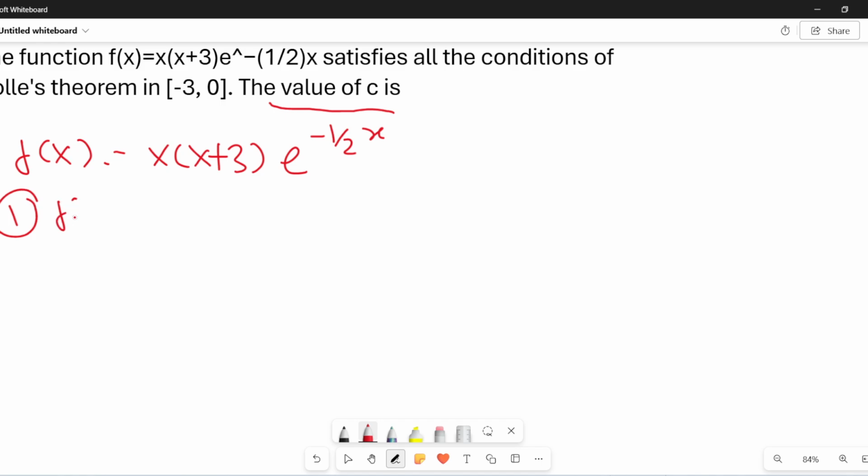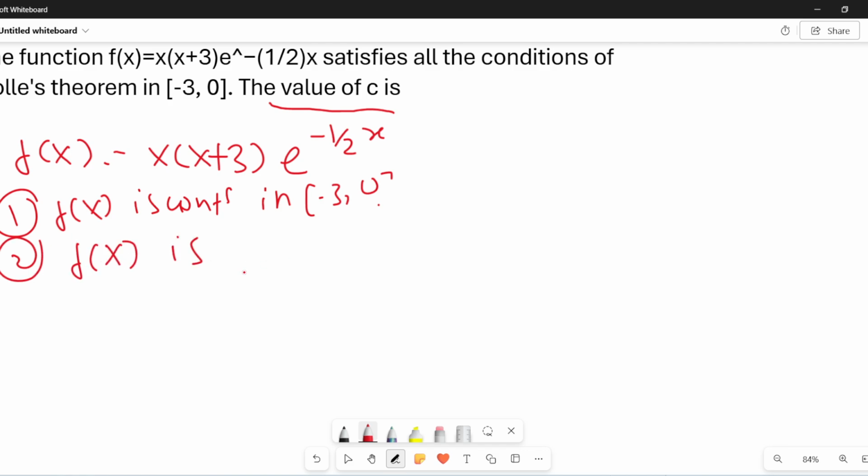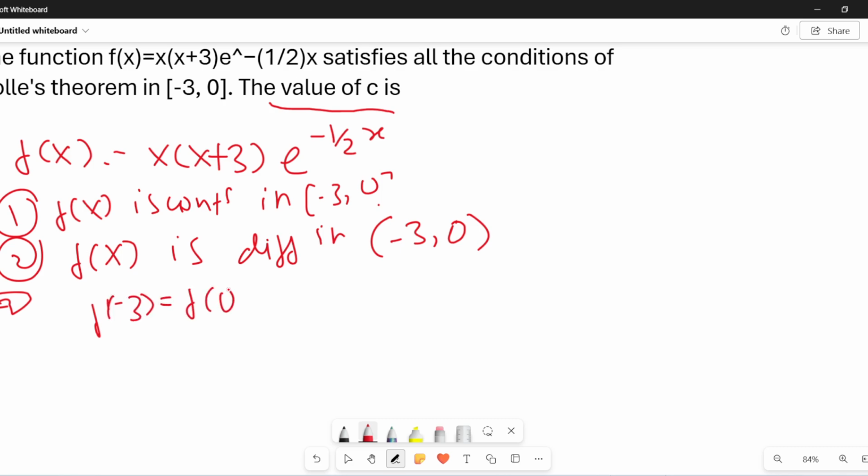It means the function is continuous in [-3, 0]. Second, the function is differentiable in (-3, 0). Third condition, f(-3) = f(0). Then f'(c) = 0. You have to check f'(x) = 0.